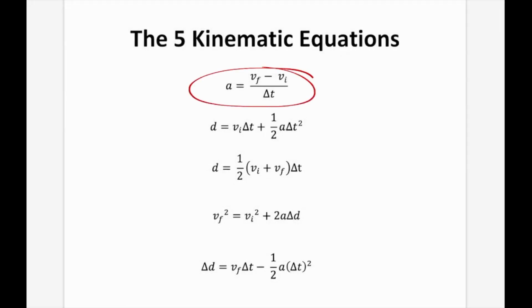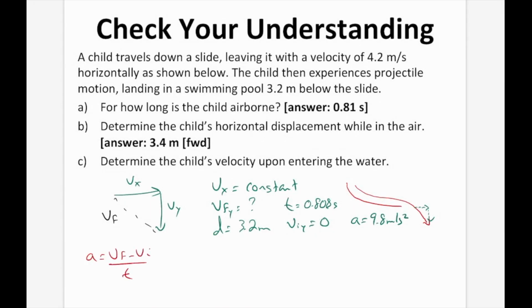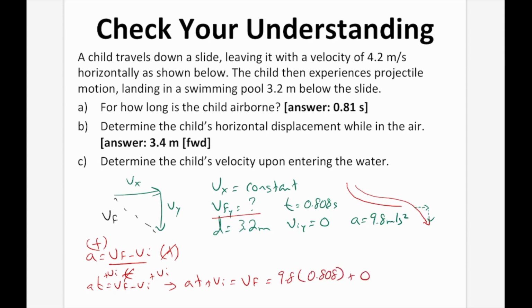So we can go ahead and use our first equation, A equals Vf minus Vi divided by T. We need to get Vf on its own. So we're going to multiply both sides by T. That crosses it with that. We're left with AT equals Vf minus Vi. We're going to add Vi to both sides of the equation, and we're left with AT plus Vi equals Vf. Vf is going to equal A times T, so that's 9.8 times 0.808 plus 0, because we know we have zero initial velocity, and that equals 7.92 meters per second. Down.